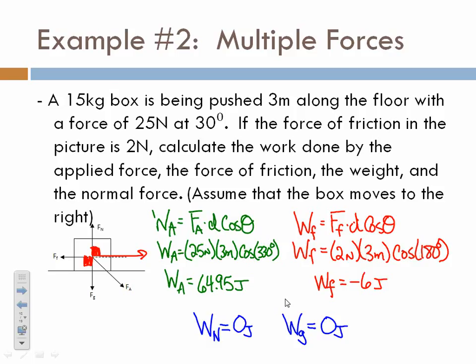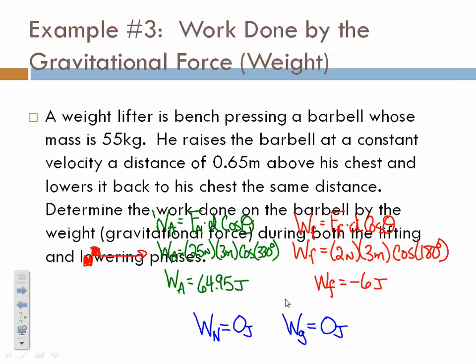So when you have multiple forces, they are all doing work. I can add all of these up and find the total work that's being done on the object. All right. So it'd be 64.95 joules plus negative 6 joules plus 0 joules plus 0 joules. And that'll tell me how much total work is actually being done by all of the forces.